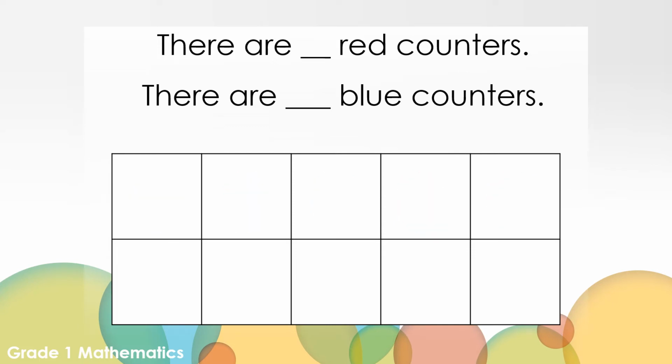How many red counters do you see? There are 2 red counters. How many blue counters do you see? There are 3 blue counters. 2 plus 3 equals 5.